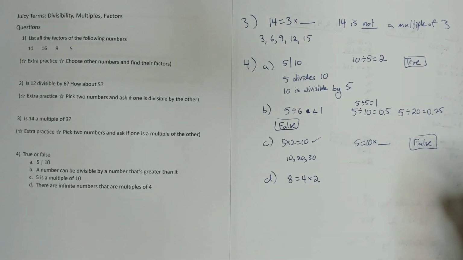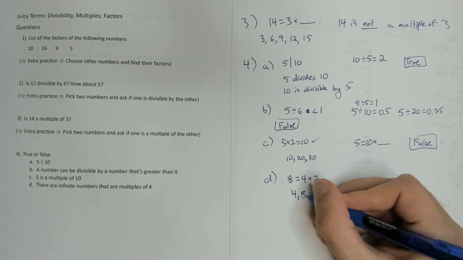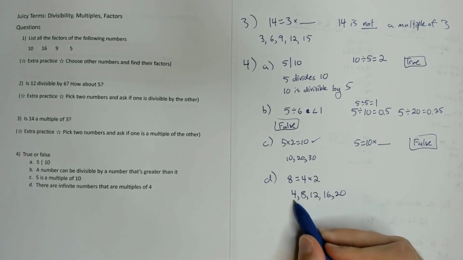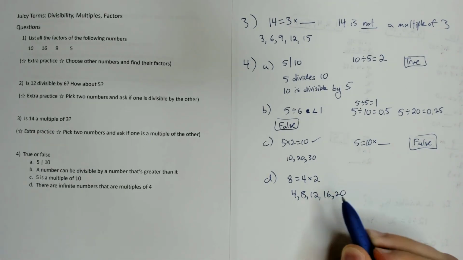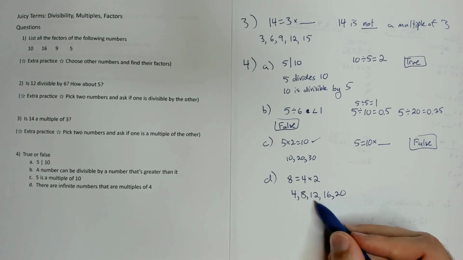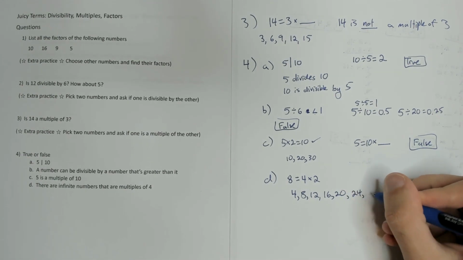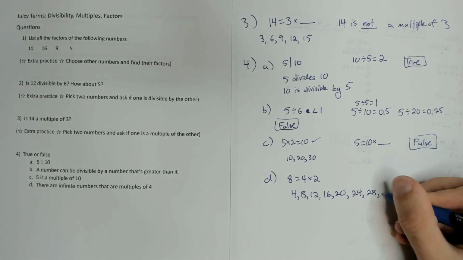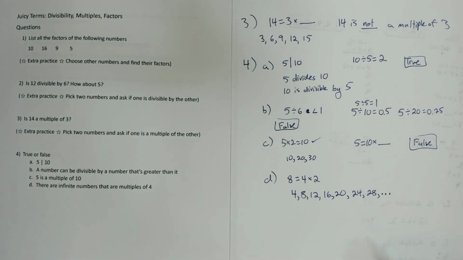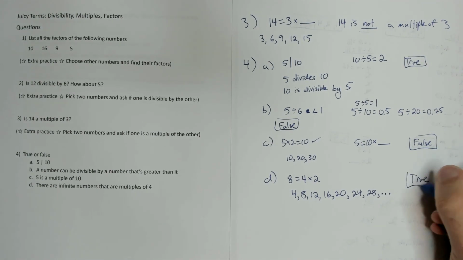But we can get a ton of multiples of 4 just by counting by 4s, right? We have 4, 8, 12, 16, 20, right? This is a multiple of 4 because we're taking 1 4. This is a multiple of 4 because we're taking 2 4s. This is a multiple of 4 because we're taking 3 4s, and so on and so forth, right? So we can just keep counting by 4s, and there's nothing that will stop us necessarily. So we can get infinite numbers that are multiples of 4. So part D has to be true.